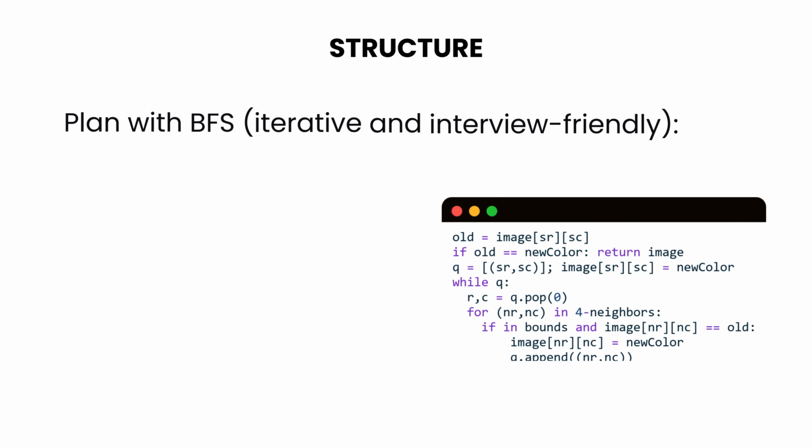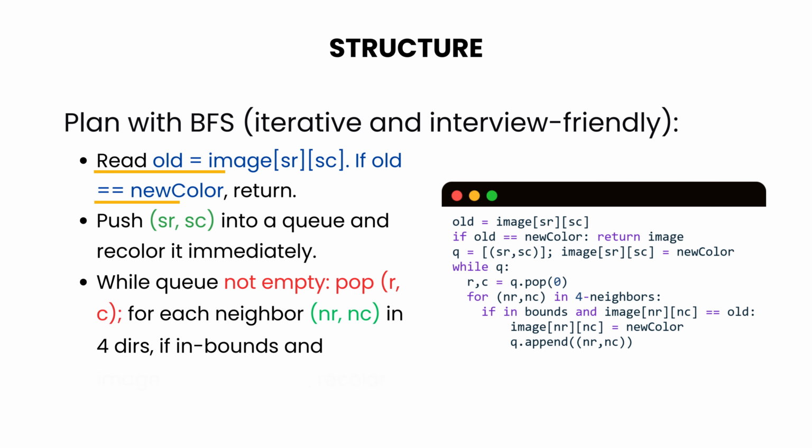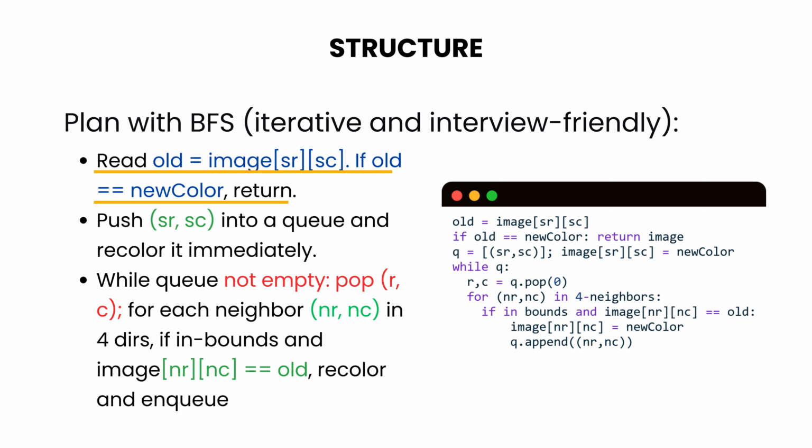Here's the structure. Plan with BFS, iterative and interview friendly. Read old equals image[SR][SC]. If old equals new color, return. Push SR, SC into a queue and recolor it immediately. While the queue is not empty, pop r, c, and for each neighbor nr, nc in the 4 directions, if in bounds and image[nr][nc] equals old, recolor and enqueue.